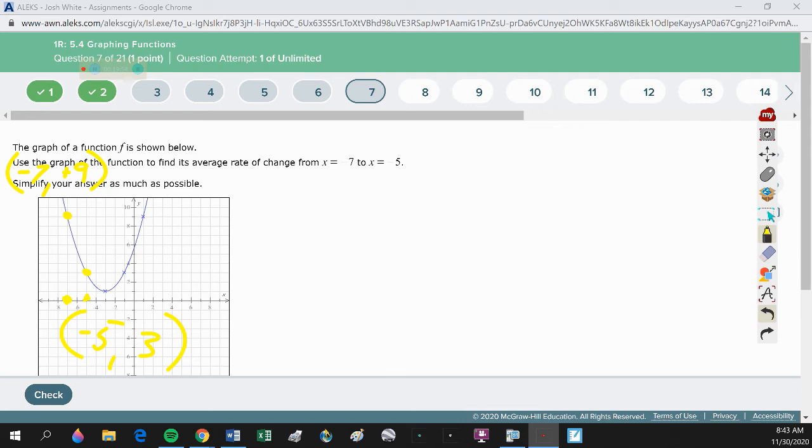What is the average rate of change? Well, it's just the slope right here. So we could plug it into the formula, or we could just count down 1, 2, 3, 4, 5, 6 over 2. So down 6 over 2 is the same as negative 3. Right here.